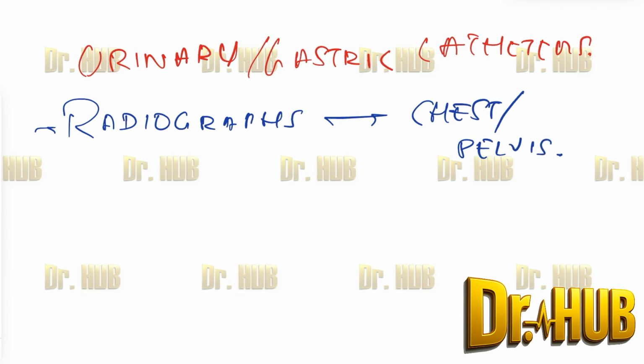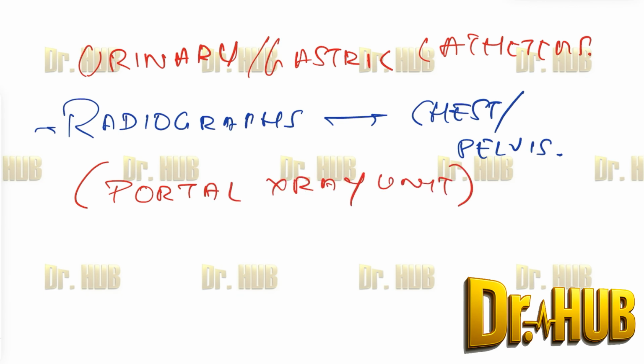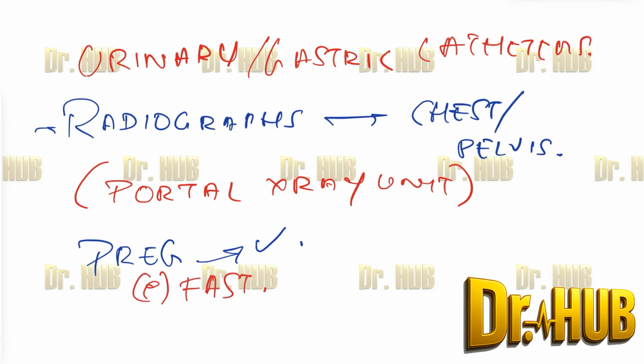So these radiographs of the chest and the pelvis are done as a part of the primary survey, and preferably with a portable X-ray unit. And when required, all these X-rays must be done on a pregnant woman. So even in a pregnancy, it can be done. It has to be done. Next, there is also the concept of EFAST, which also forms the adjunct of the primary survey.